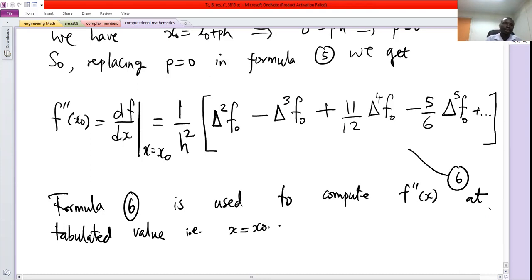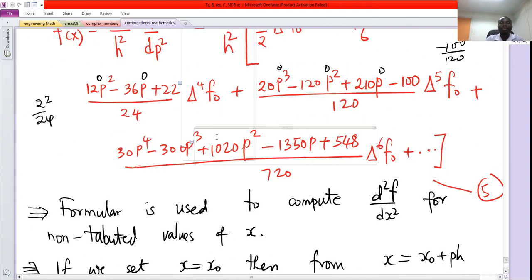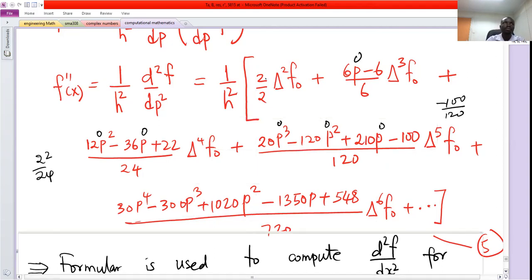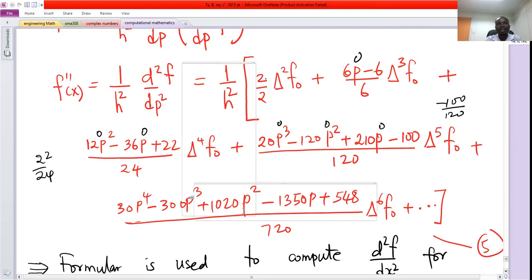But we can also get the third derivative by simply now multiplying 1 over h power 3. Differentiate this formula here with respect to p, you'll also be able to get the expression for the third derivative. And similarly, you can derive the formula for the fourth derivative by multiplying 1 over h power 4 times the derivative with respect to p of the function you'll get after getting the third derivative. And the process can continue to get even other higher order derivatives.